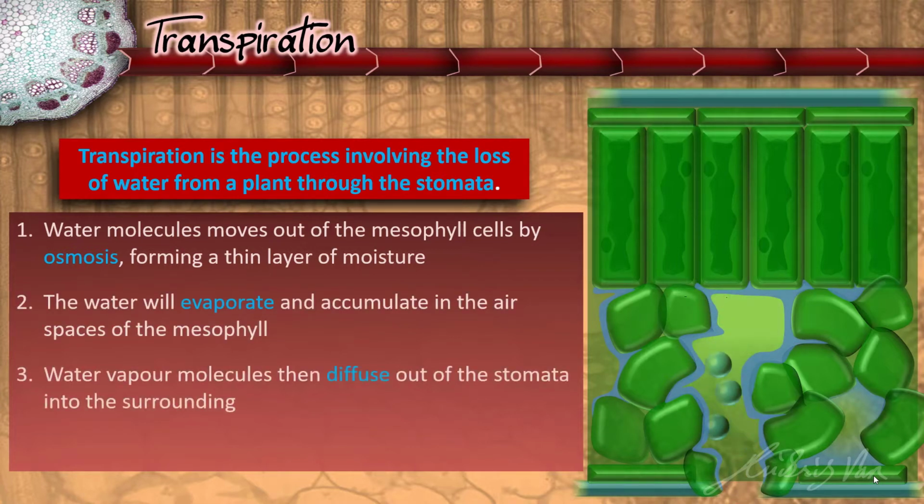Water will evaporate and accumulate in the air. Water vapor molecules will then diffuse out from the stomata into the surroundings. So this is how transpiration takes place. First, water molecules move out, forming a thin layer of moisture through osmosis. Second, the water will evaporate. And third, the water vapor molecules will diffuse out from the stomata. So this is how water is lost from the leaf.